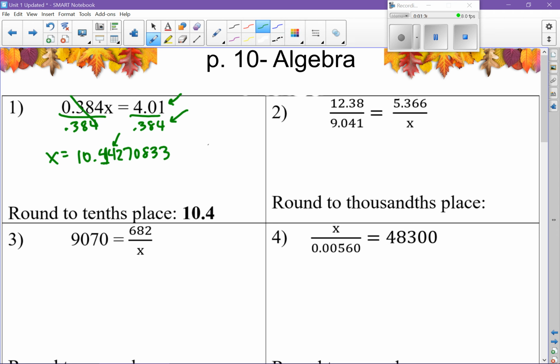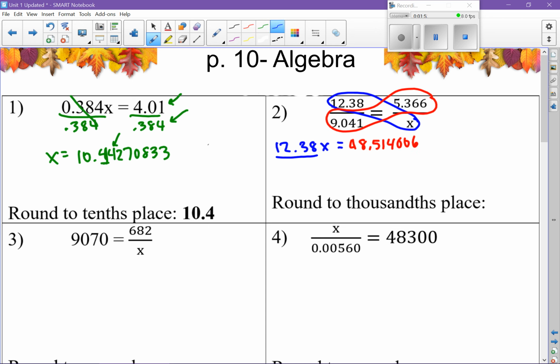In number 2, the best thing to do is to cross multiply. So if I cross this way, I get 12.38x equals. If I cross this way, I'm going to multiply those two numbers together, and it's going to give me 48.514006. Now it looks just like the first question.